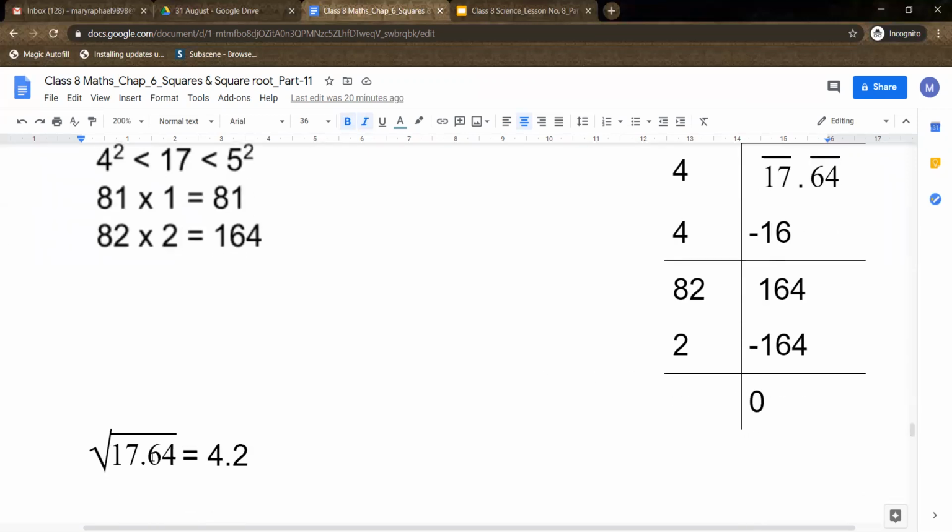So we can write the square root of 17.64 equal to 4.2. Here after the decimal, how many digits are there? 2 digits. So half of that, 1 digit with the decimal, will be there in the answer.